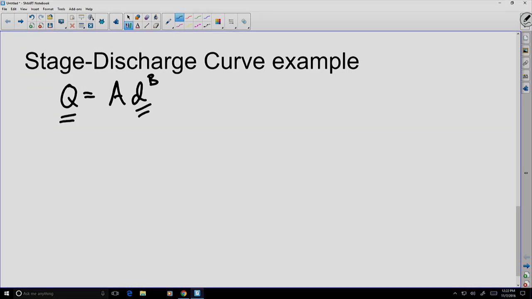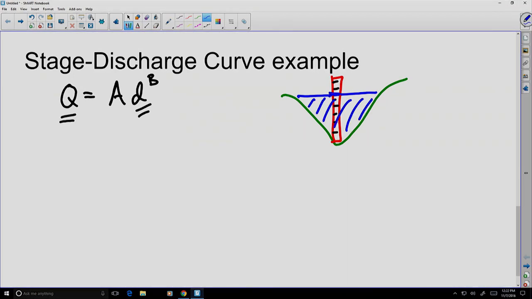And the values we're looking for, this value A and the value B, are particular values that we're going to treat as constant for whatever stage, for whatever cross-sectional area that we are measuring the stage at. So if I'm measuring the stage using some sort of height meter here, we're interested in how much flow is associated with a particular depth of water.